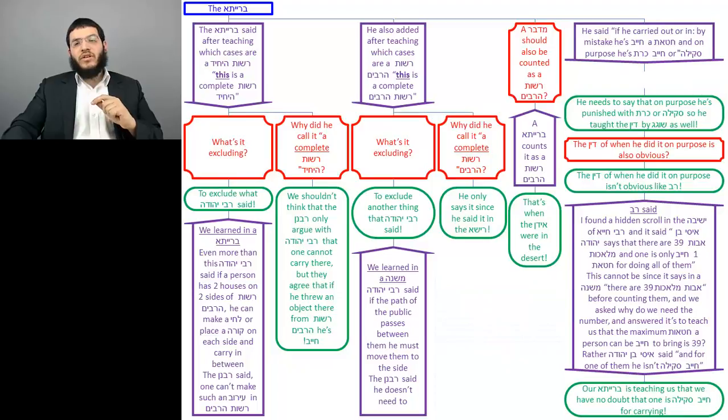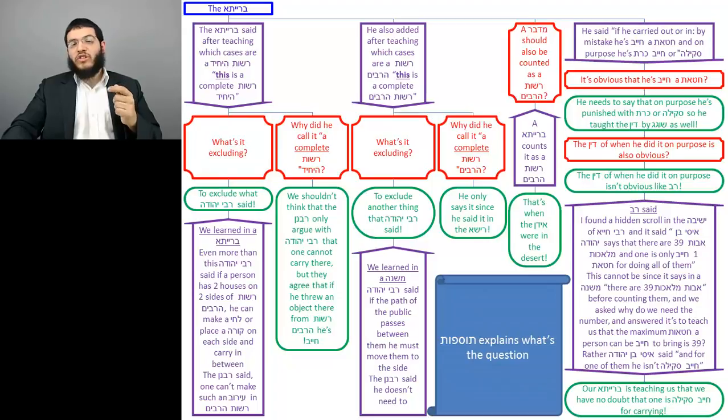The next Tosfos is on the next question of the Gemara. The Gemara asked, "B'shegeg chayev chatas pshita." This that if somebody's machal Shabbos through its size chayev a korban chatas, it's obvious. Why did the Brisa need to teach it to us? So Tosfos explains what's the question.